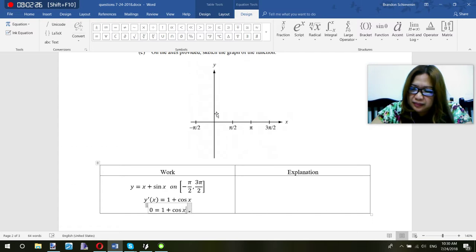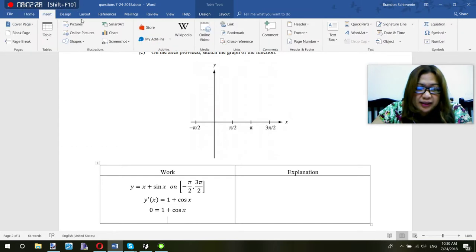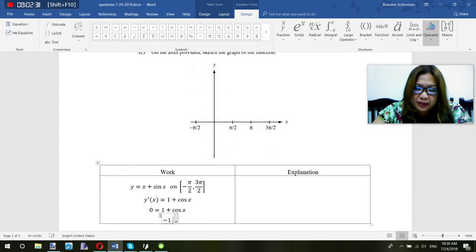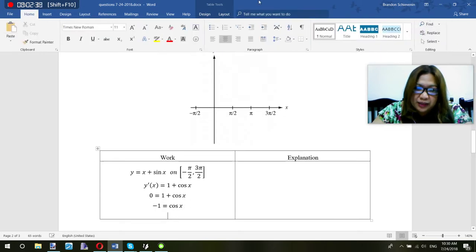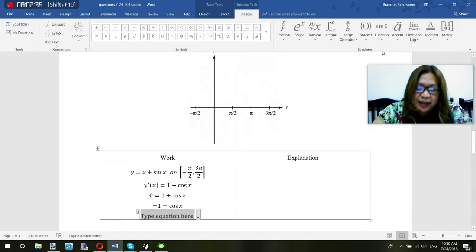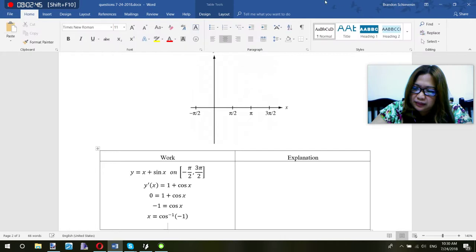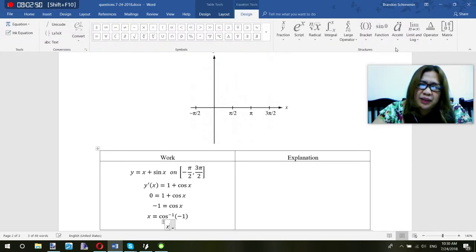How do I solve this? That will become negative 1 is equal to the cosine of x, so x is equal to the inverse cosine of negative 1. Where is the cosine equal to negative 1 on the unit circle? Cosine is negative 1 at pi.